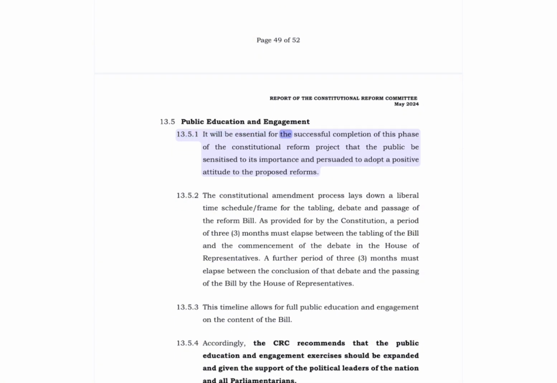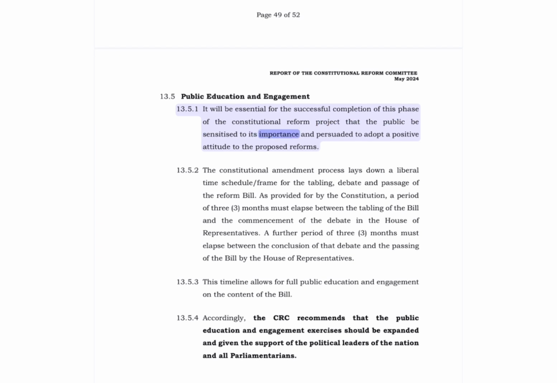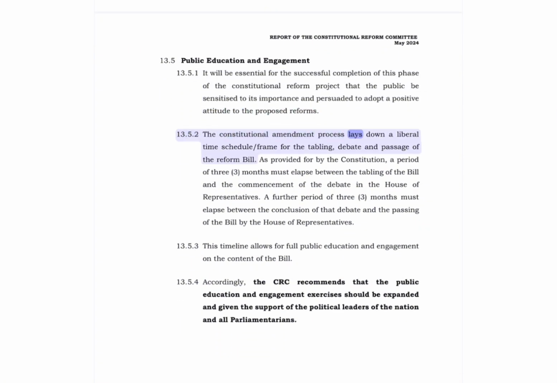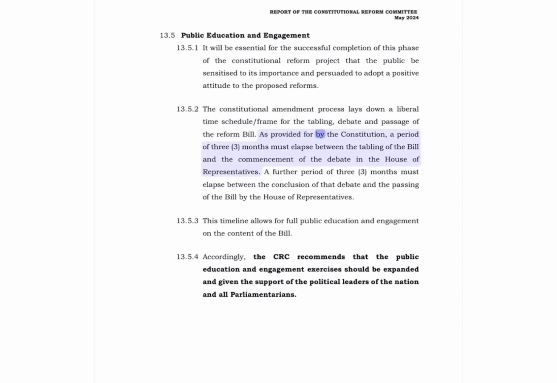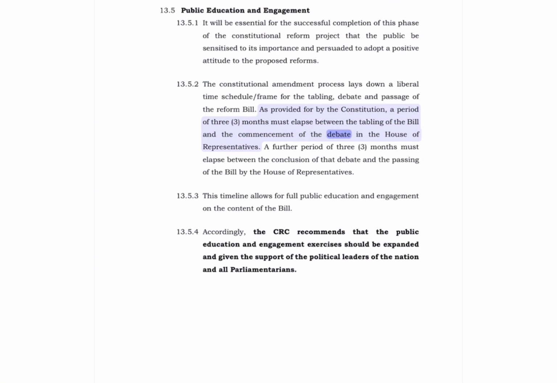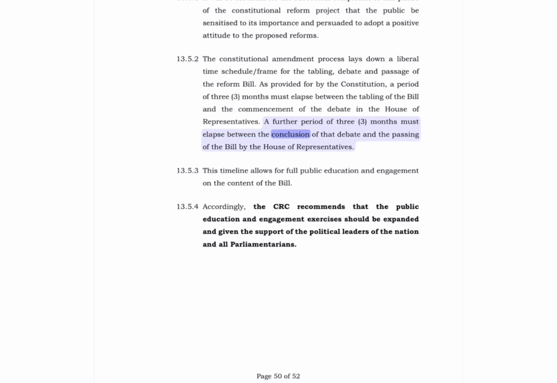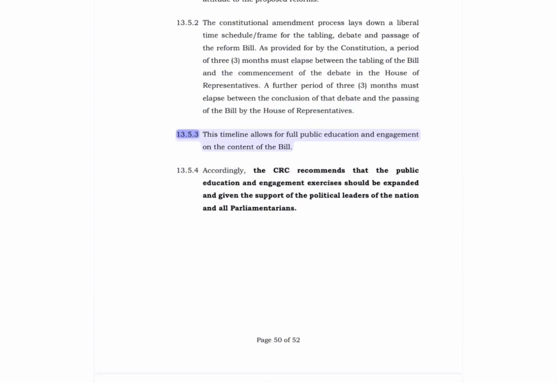13.5.1 It will be essential for the successful completion of this phase of the constitutional reform project that the public be sensitized to its importance and persuaded to adopt a positive attitude to the proposed reforms. 13.5.2 The constitutional amendment process lays down a liberal time frame for the tabling, debate, and passage of the reform bill. As provided for by the Constitution, a period of 3 months must elapse between the tabling of the bill and the commencement of the debate in the House of Representatives. A further period of 3 months must elapse between the conclusion of that debate and the passing of the bill by the House of Representatives. 13.5.3 This timeline allows for full public education and engagement on the content of the bill.